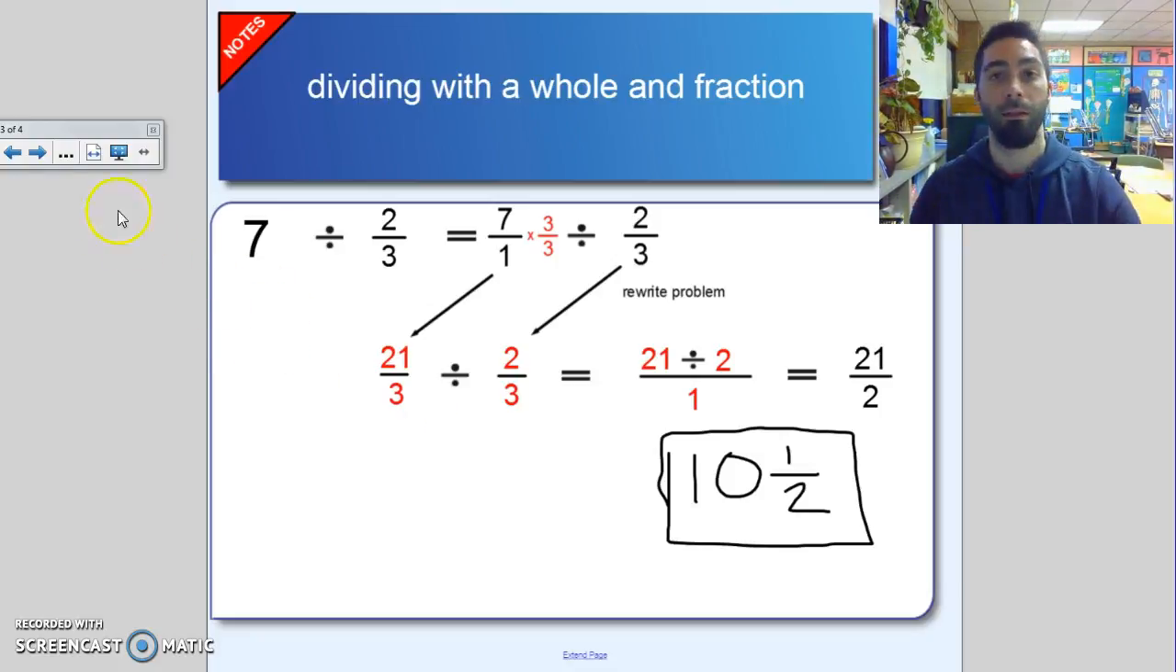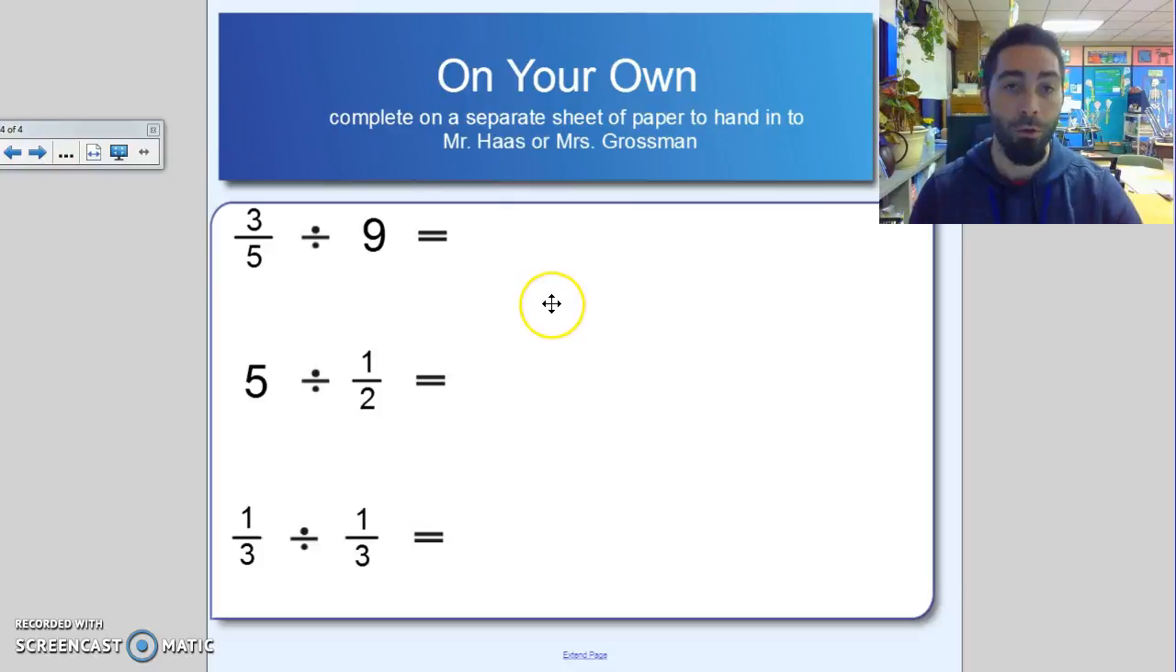All right, last, you now have to do this on your own. So you do these 3 problems, which is a fraction divided by a whole, a whole divided by a fraction, and a fraction divided by a fraction. You need to do them on a separate sheet of paper with your name on it to hand in to me or Mrs. Grossman in the morning. Happy dividing!